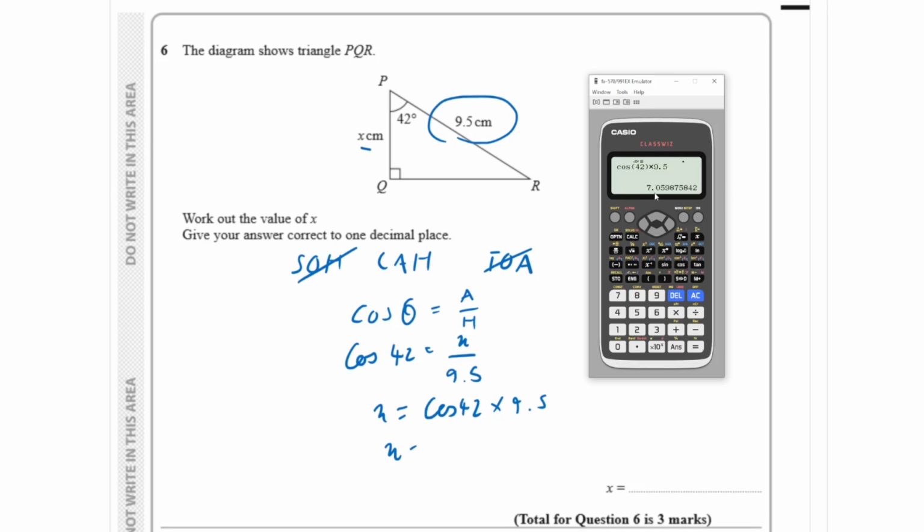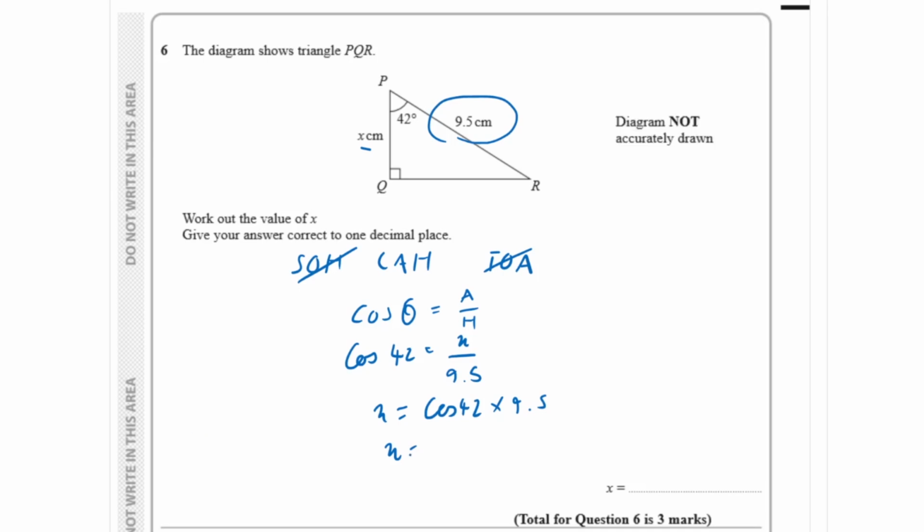We get 7.0598. And we give the answer correct to one decimal place here. So x is equal to 7.1 centimeters.